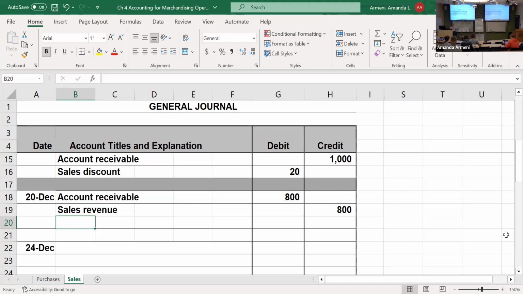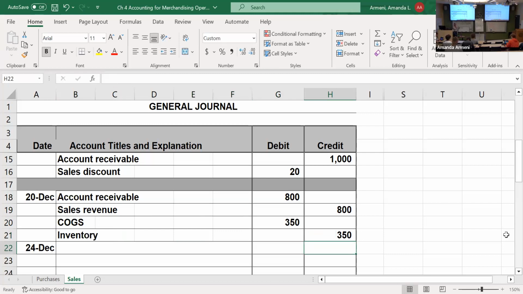Someone else raise their hand and tell me what's the second entry that I have to make in my journal. You don't count. You're not allowed to raise your hand. Tyler. Cost of goods sold. And is that my debit or my credit? And it's for how much? Was it 3? Yeah. 350. Thank you. And then what's my credit? Inventory.